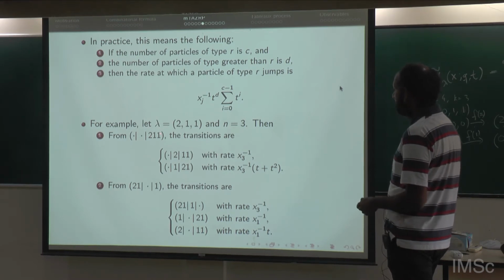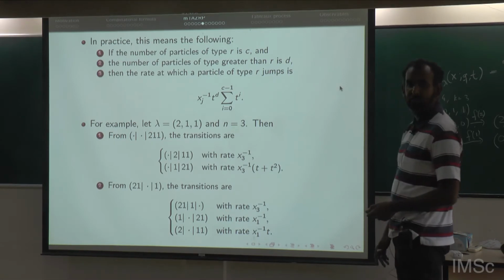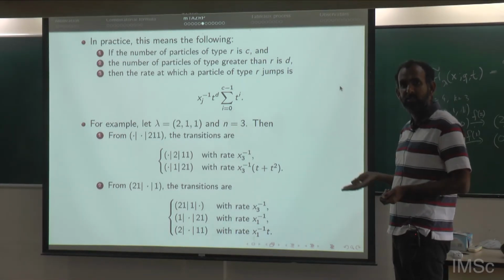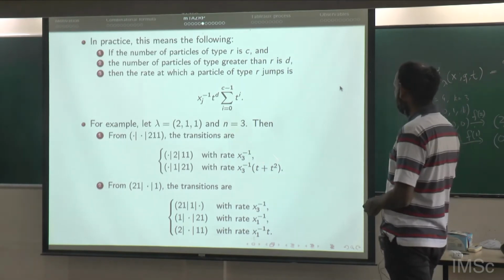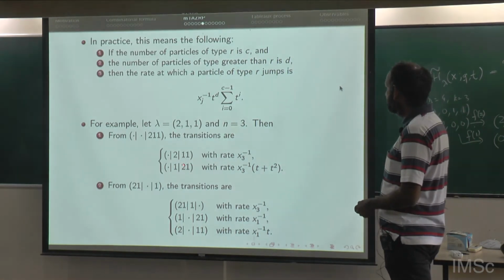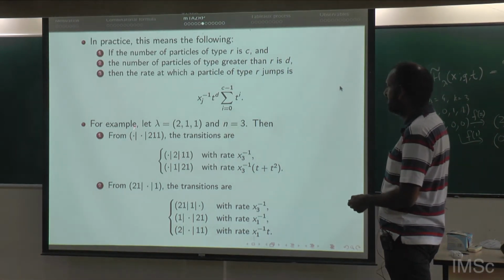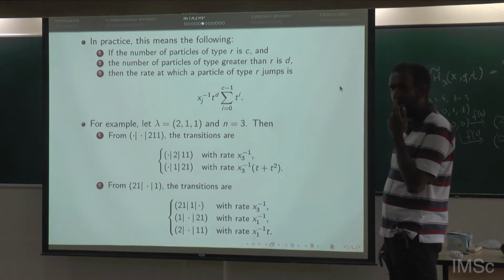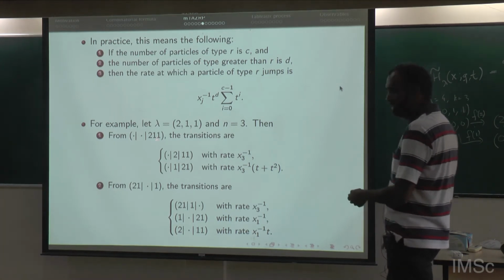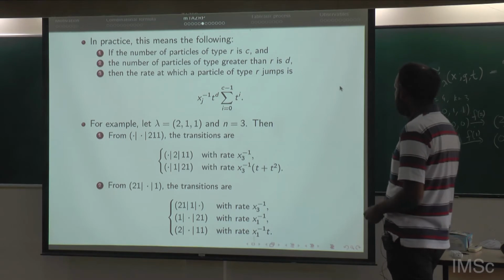With rate t by x3, the first one jumps, and with t squared by x3, the second one jumps. But those two ones are of course indistinguishable. I don't know which jumped, so they add. So with t plus t squared by x3, one of the ones jumps to the left. Okay, and this you can see how to generalize.